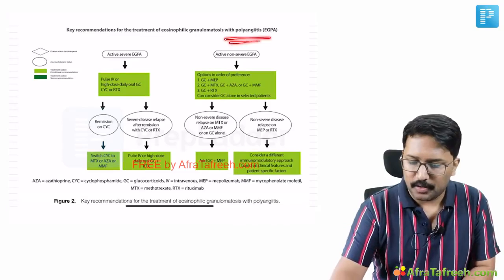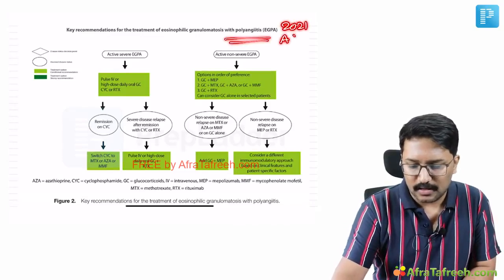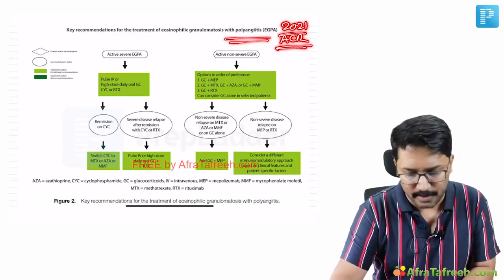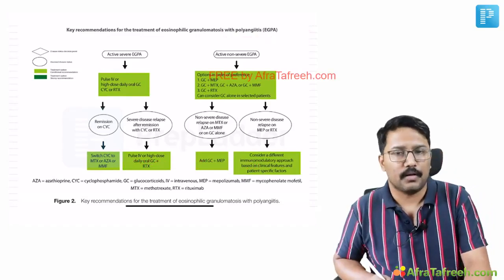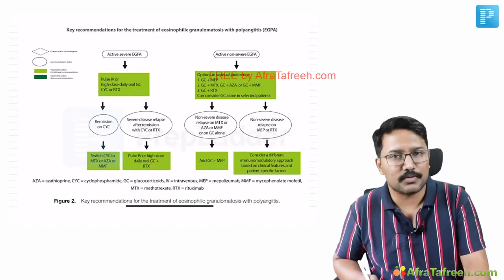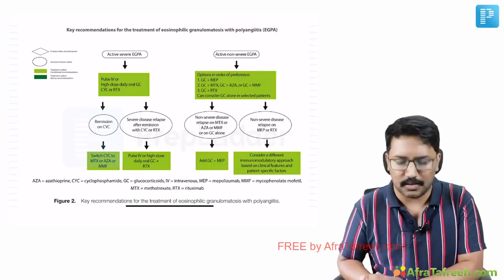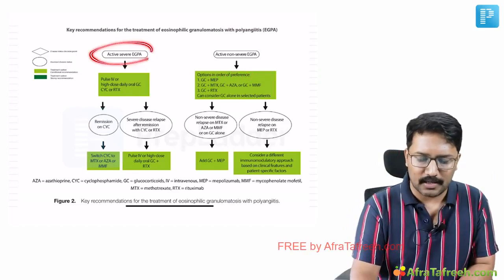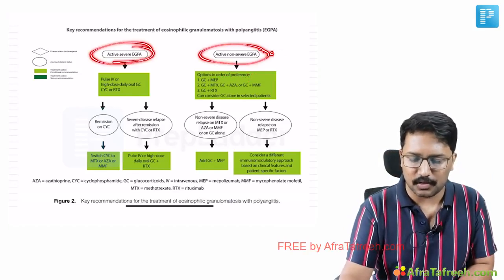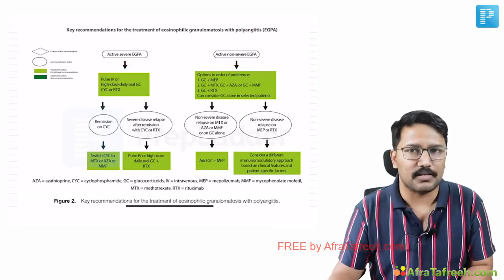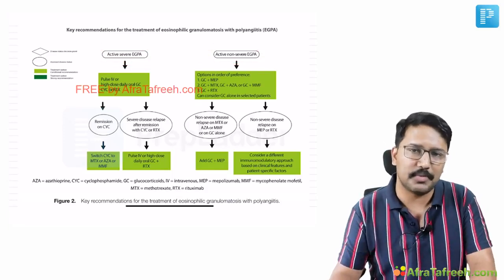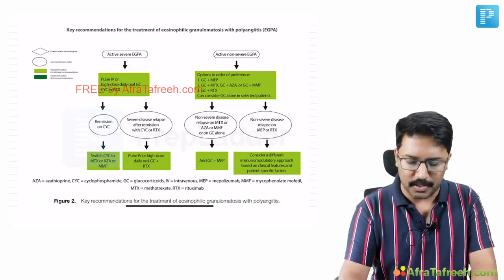Here also we will be talking about the 2021 ACR recommendations for management of EGPA. This is also an ANCA-associated vasculitis, so we will be talking about induction of remission and then maintenance of remission. Here also we will be talking about active severe EGPA, and also non-severe active EGPA, for achievement of remission. Once we achieve the remission, then we will be talking about further maintenance.